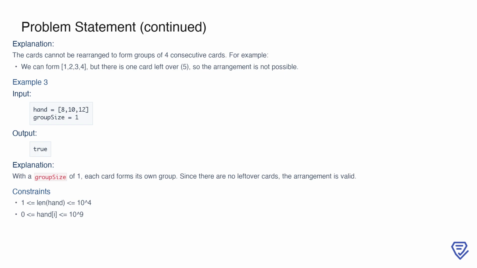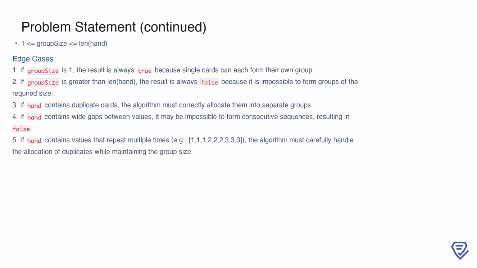In contrast, in the third example, the input hand is 8, 10, 12, and the group size is 1. Here, the output is true because each card can form its own group, and there are no leftover cards. This shows that when the group size is 1, the condition is always satisfied as each card is treated as a standalone group. Now, let's consider some edge cases. First, if the group size is 1, the output is always true because each card can independently form its own group, regardless of the values in the hand.